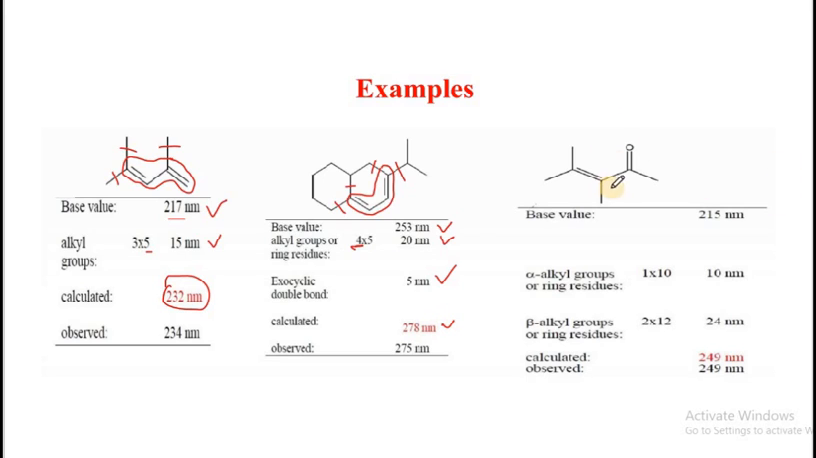Then similarly in this example, this is our system. It is an alpha beta unsaturated carbonyl compound, and this is the alpha carbon, this is the beta carbon. One alkyl group is present at the alpha position, for that we have to add 10 nanometer. Then 2 alkyl groups are present at the beta position. For beta the value is 12, so with 2 groups it is 24 nanometer. And the basic value is 215 nanometer for the alpha beta unsaturated carbonyl compound. So the value comes out to be 249 nanometer, and the experimental is also the same, 249. So we can calculate like this.